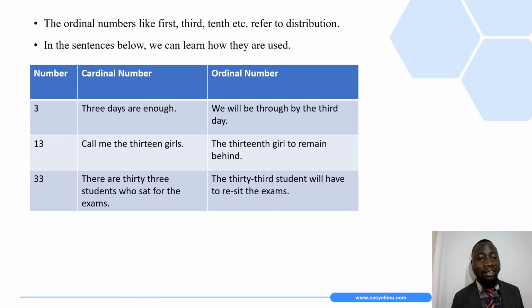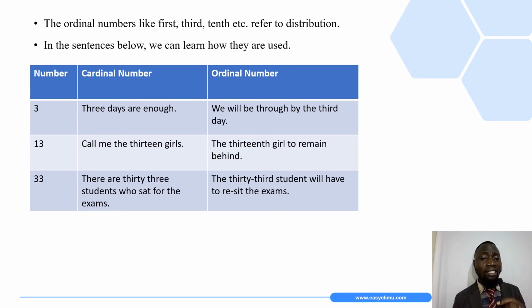In the first column, there is the number. Then in the second column, we have the cardinal number. Then in the third column, we have the ordinal number. So if we are talking about number 3, for example, an example in a sentence under cardinal number is: 3 days are enough. Then under ordinal number, we will say that we will be through by the 3rd day.